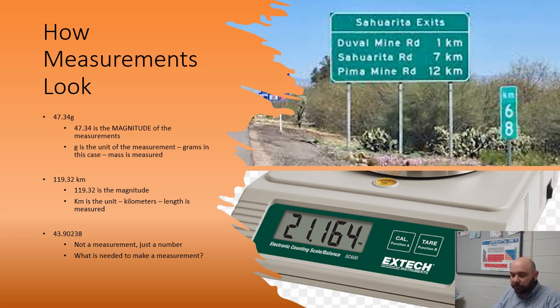And then down there at the bottom I have an example of just a number, 43.90238. It's not a measurement. We don't really get a lot of information from whatever that number is telling us because there is no unit. So all of this is just to say units are one of the most important parts of the measurements that we take in science, and don't forget to include the units when you're writing your numbers down. You'll be reminded of that a lot in this class.